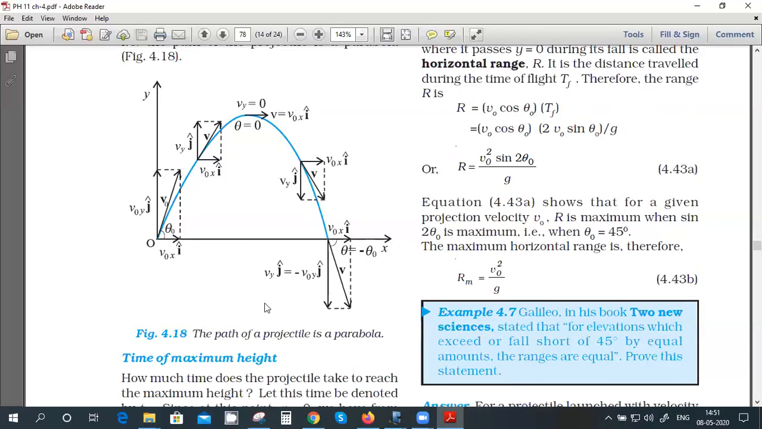Understand the picture? Among the two components, the horizontal component size is the same throughout. The vertical component is decreasing, becoming 0, and then changing its direction, and then increasing.